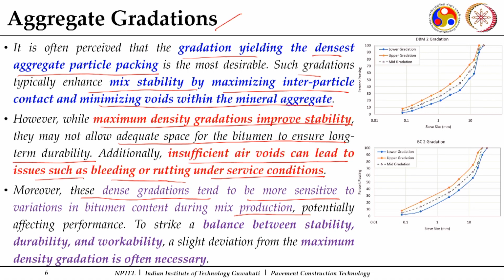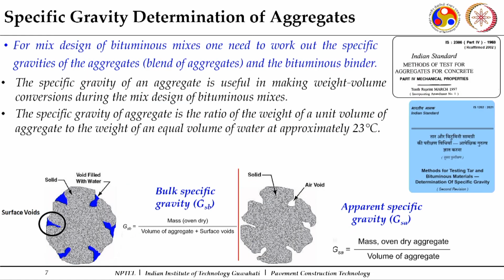And we give an allowable range. Whatever we do at laboratory scale cannot be exactly simulated in the field, so we need to allow some variation in the field. With that, if the densest gradations are there, they are more vulnerable or sensitive to the change in binder content. Therefore, to have a balance between stability, durability and workability, we normally try to deviate from the densest packing we can have, so that we get the required amount of air void content in our gradation to accommodate the binder and to look after the aspects related to secondary compaction.